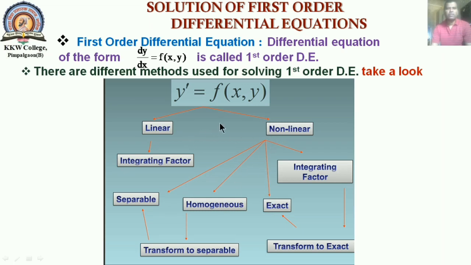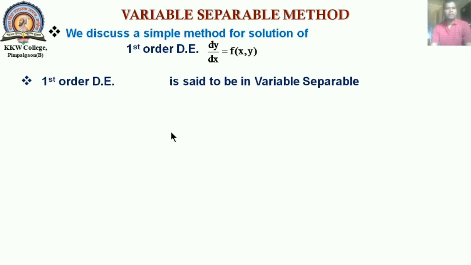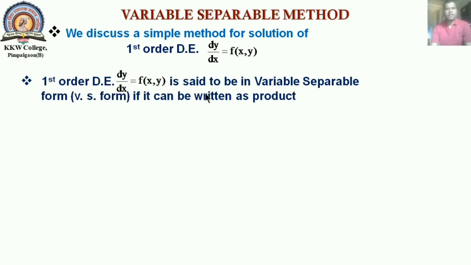Now today we are going to learn how to find the solution of a differential equation y dash is equal to f of x, y by using variable separable. The first order differential equation dy by dx equal to f of x, y is said to be variable separable if it is a product of two functions, h of x and g of y.